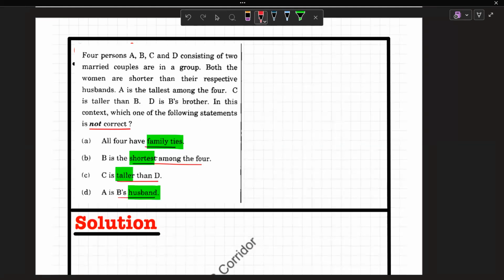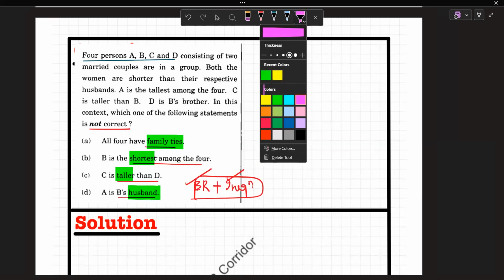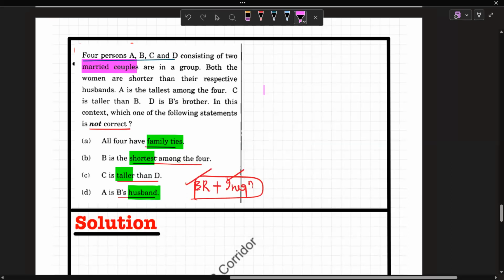So can I say this is a link of blood relation plus inequation? Two things have to be done: blood relation, inequation. So keep track of these two things. Okay, now let us read the question. The question says four persons ABCD consisting of two married couples. Clear? So there are married couples here. Both the women are shorter than their respective husband.